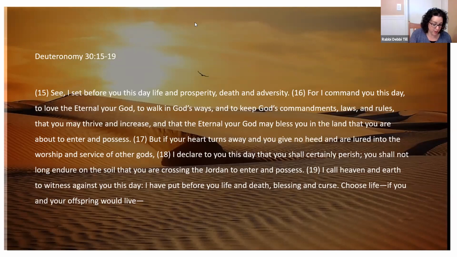Deuteronomy. Let's look and see what the Hebrew says. I don't know if anybody's got the Hebrew with them. Deuteronomy 30.